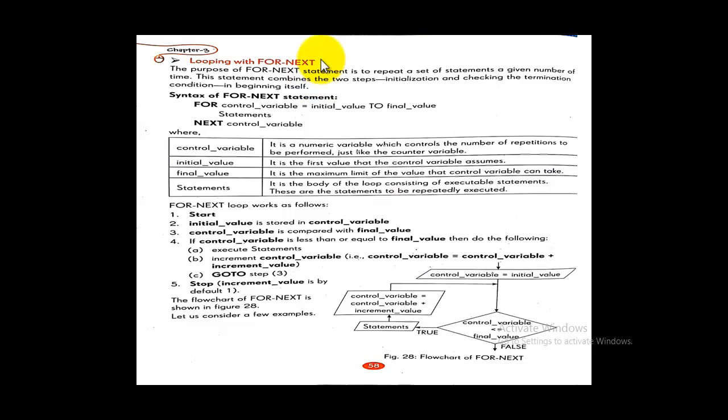Now looping with for next. The purpose of for next statement is to repeat a set of statements a given number of times. This statement combines the two steps, that is initialization and checking the termination condition, in the beginning itself. Now the purpose of the statement is to repeat a set of statements.